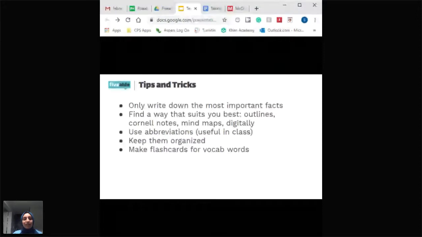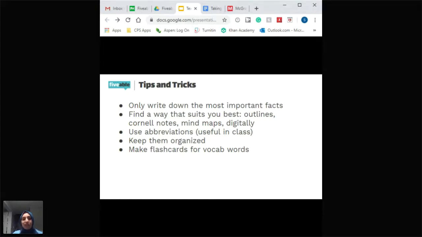So when I usually take notes, I tend to write down a lot. I write down almost everything, but you shouldn't do that. You should only write down what you think is the most important. If something is important, write it down. If it's something I don't really need to know, then don't bother writing it down. A lot of us get paranoid, oh, we need to know every single thing. But no, you don't need to know every single thing. Just write down the most important pieces of information.